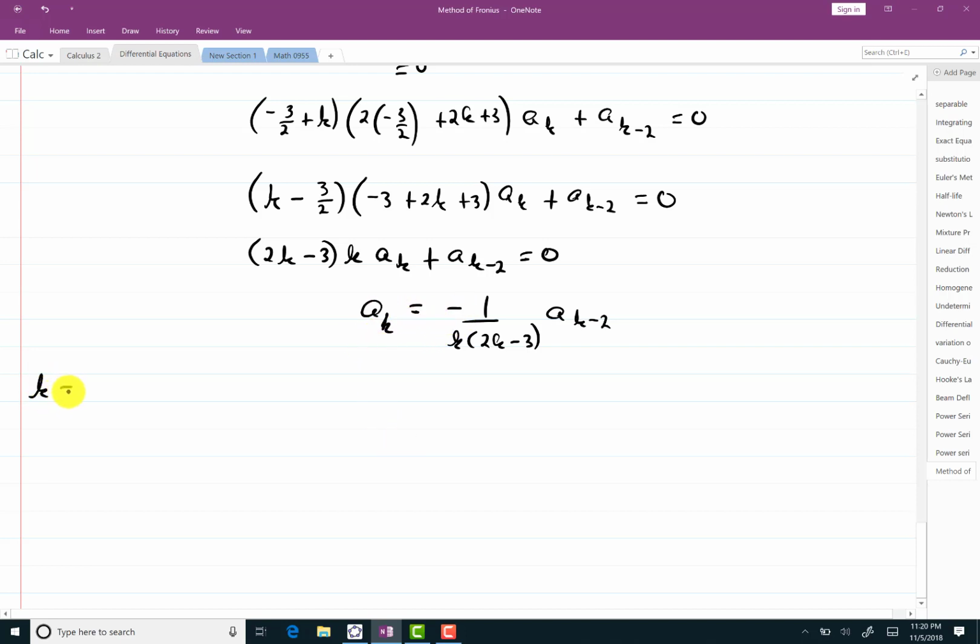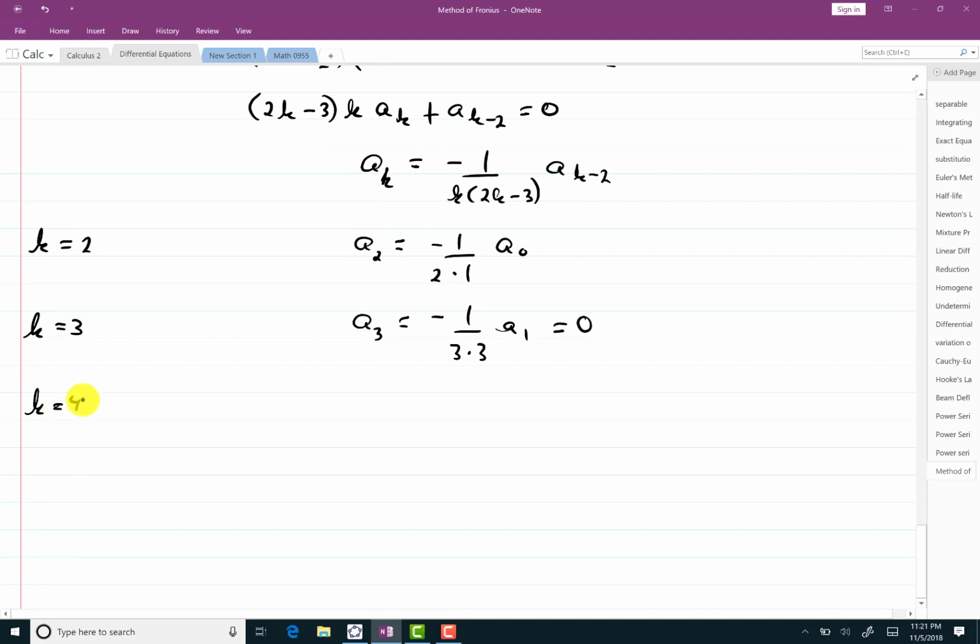I can start with k equals 2. That's where the series started, when k was equal to 2. So I'll have a sub 2 will equal negative 1 over 2 times 2 times 2 is 4 minus 3 times 1, a sub 0. K equals 3. I will get a sub 3 will equal negative 1 over 3 times, if I put a 3 in here, I'll get 6 minus 3, 3 a sub 1, although that was 0. So same thing's going to happen as before. When a1 is equal to 0, it's going to affect no matter what the r's were.